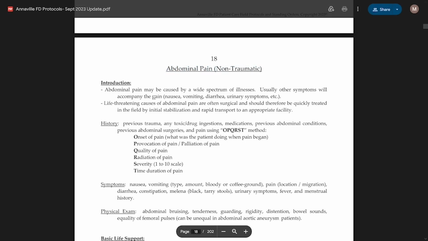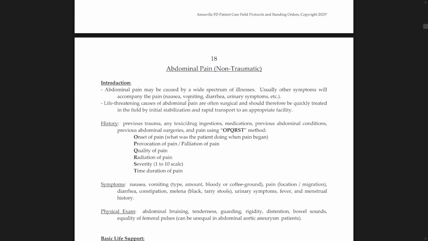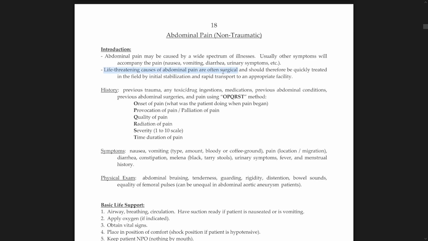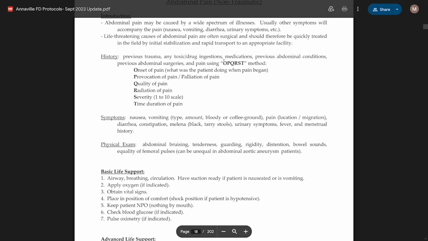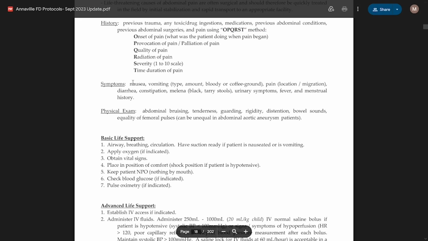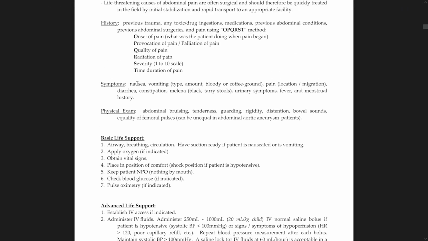Abdominal pain may be caused by a wide spectrum of illnesses. It could be potentially life-threatening causes and may require surgery. So we want to have a quick transport if possible. You want to make sure you gather OPQRST, like we talked about earlier. We want to make sure we get our pertinent negatives. So ask a patient if they have nausea, if they vomited, do they have pain anywhere, do they have diarrhea.